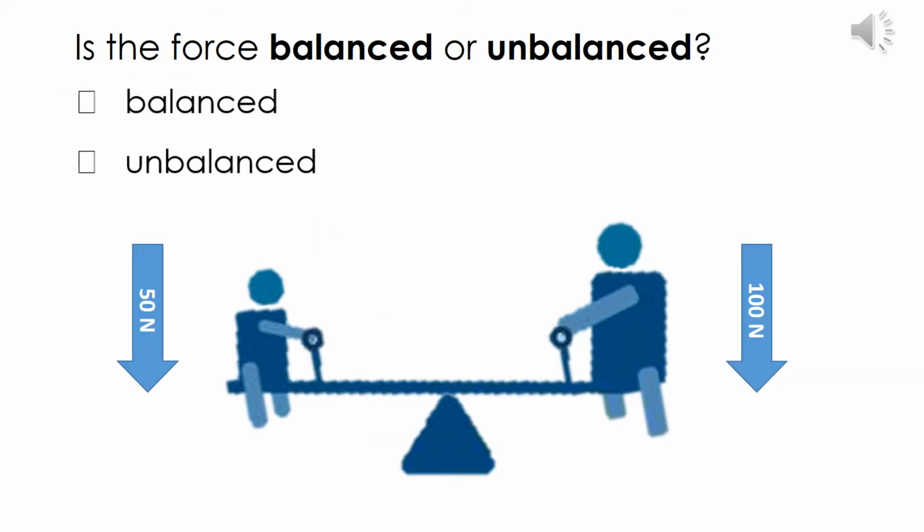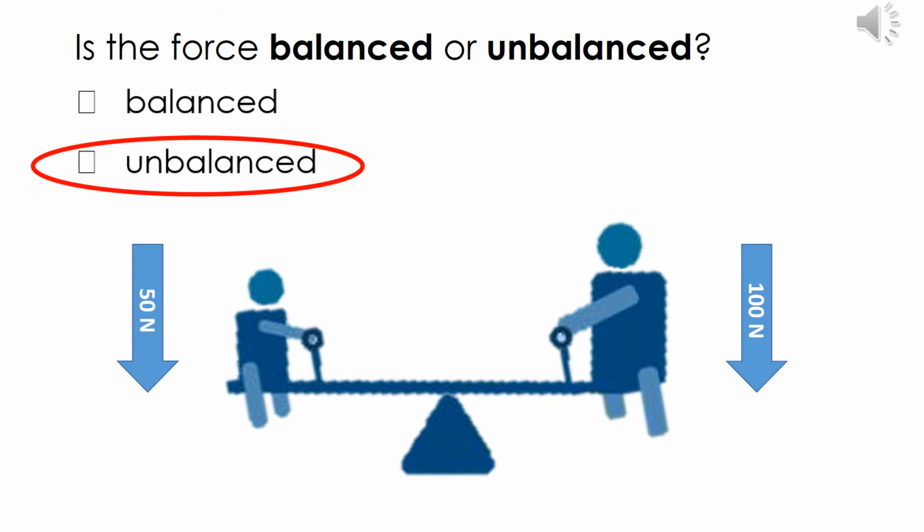Here we have two forces on a seesaw. On the left, the force is 50 newtons. On the right, the force is 100 newtons. Is the force balanced or unbalanced? That's right, it's unbalanced because 100 newtons is the greater force.